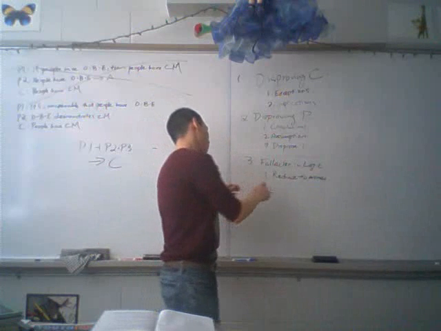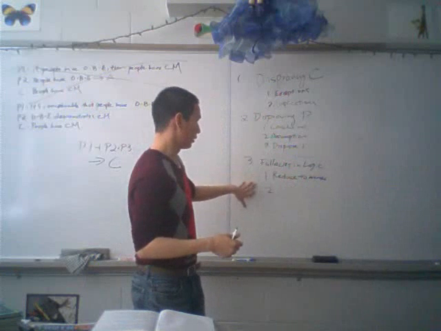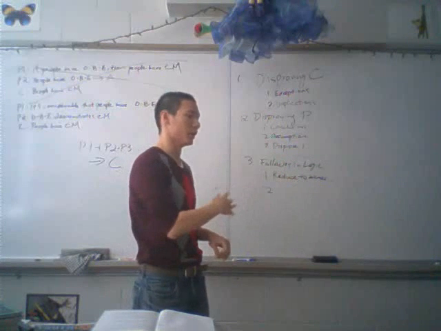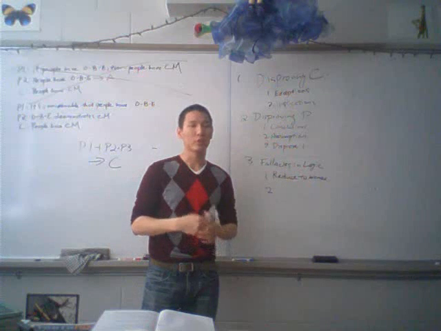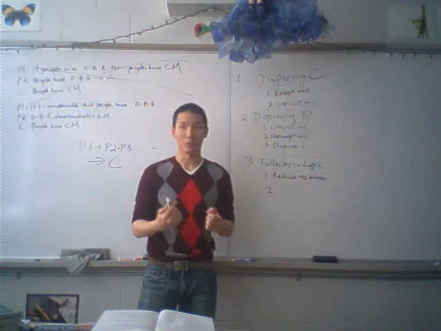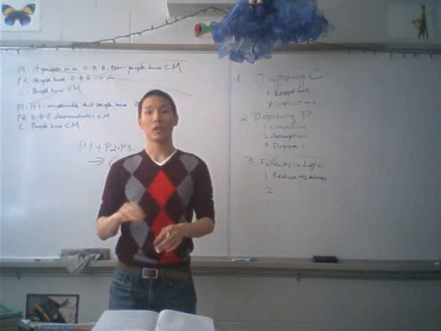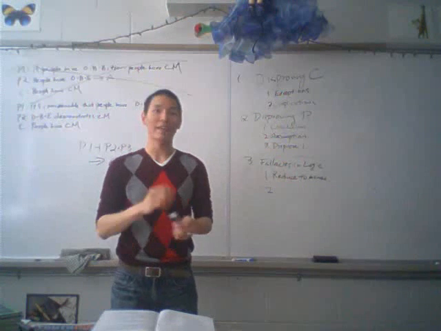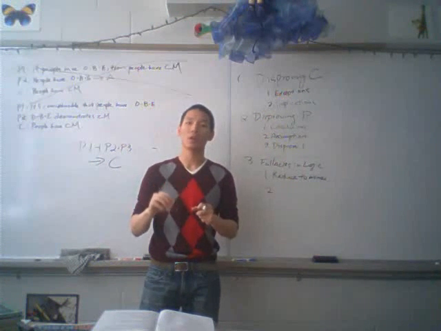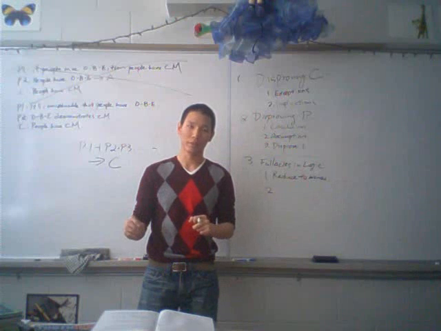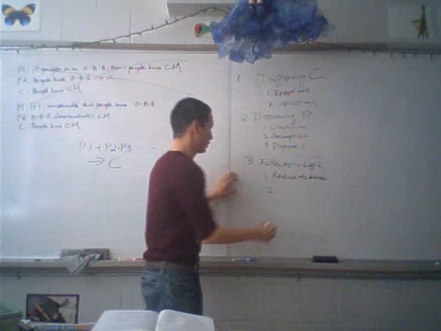How we can prove something is valid or invalid goes back to my earlier definition of a valid and an invalid argument. If you remember, a valid argument is one where if you assume all the premises to be true, the conclusion is necessarily true. And an invalid one is where if you assume all the premises to be true, the conclusion is not necessarily true. So it could be false.